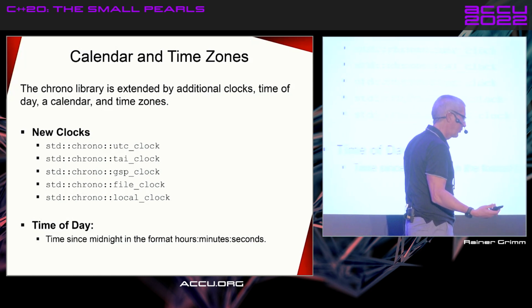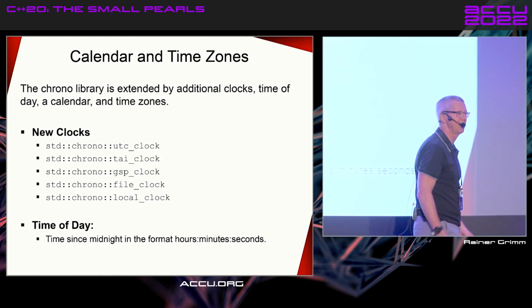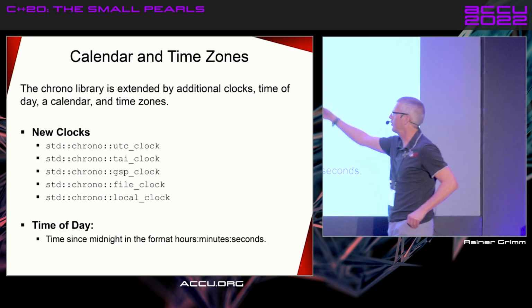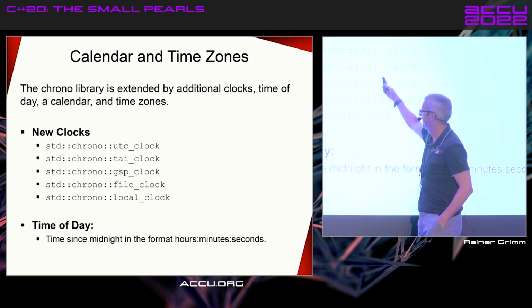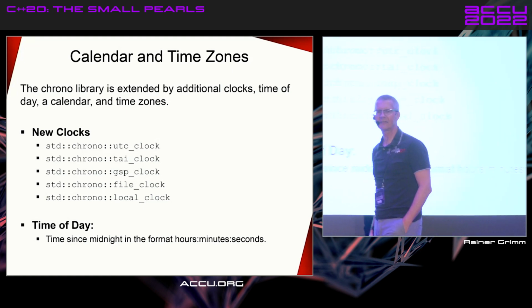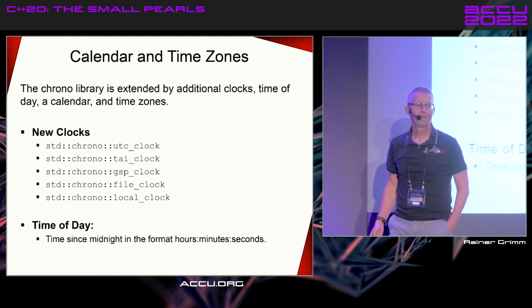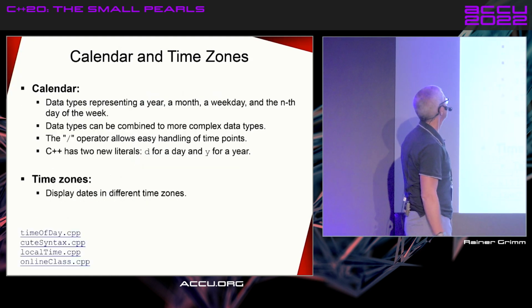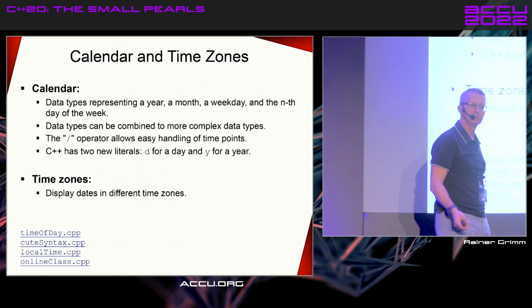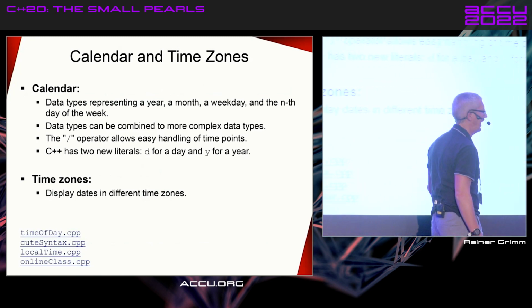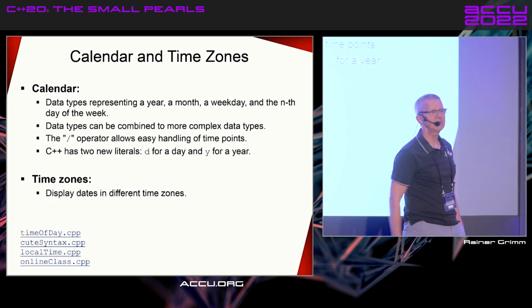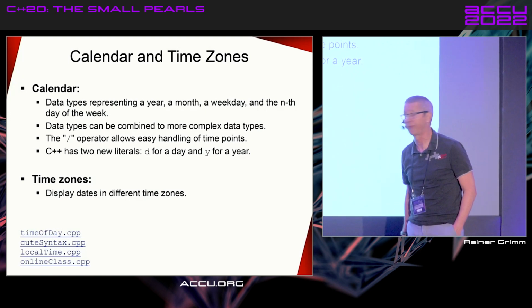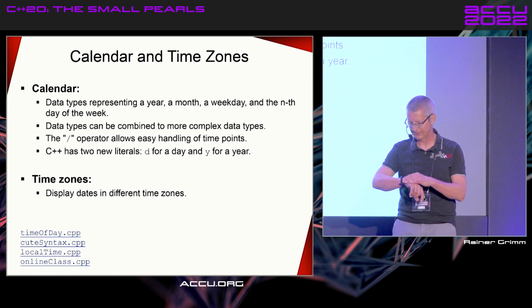So we have chrono or time functionality since C++11, and with C++20, this was improved a lot. We got new clocks, you see? We got a new data type, which is called time of day. This means the time since midnight. We got support for calendar dates and for time zones. And I won't tell you the details now because it's too much. I only want to show you four examples. Then you get a gut feeling for what's inside here.